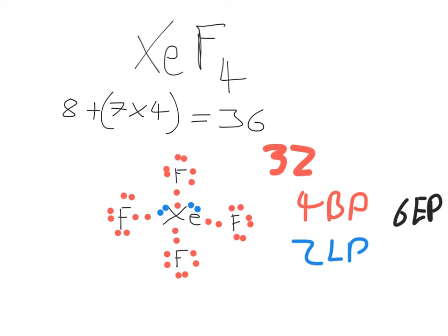This is the bit where you just need to be able to memorize. You need to know anything with 6 electron pairs is an octahedral shape. If it's got 4 bonding pairs and 2 lone pairs, you just need to know that is the square planar shape. And you need to know how to draw it. So this is how you draw it.